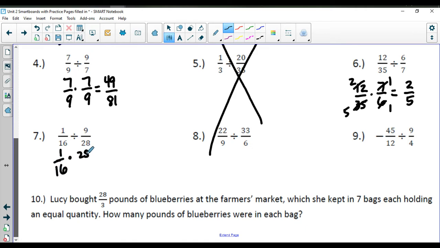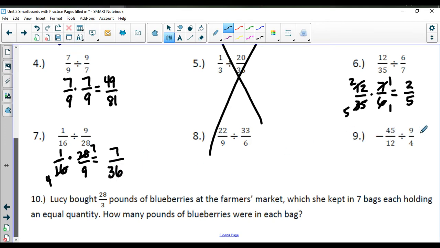Question 7, I'm going to keep, that's a 16. Change to multiplication and then flip this guy. Reducing this one with the 16 and the 28, I could divide by 2. And actually, I could divide by 4. Sorry about that. So if I divide by 4, I'm going to get a 4 here and a 7 here. 1 times 7 is 7. 4 times 9 is 36.